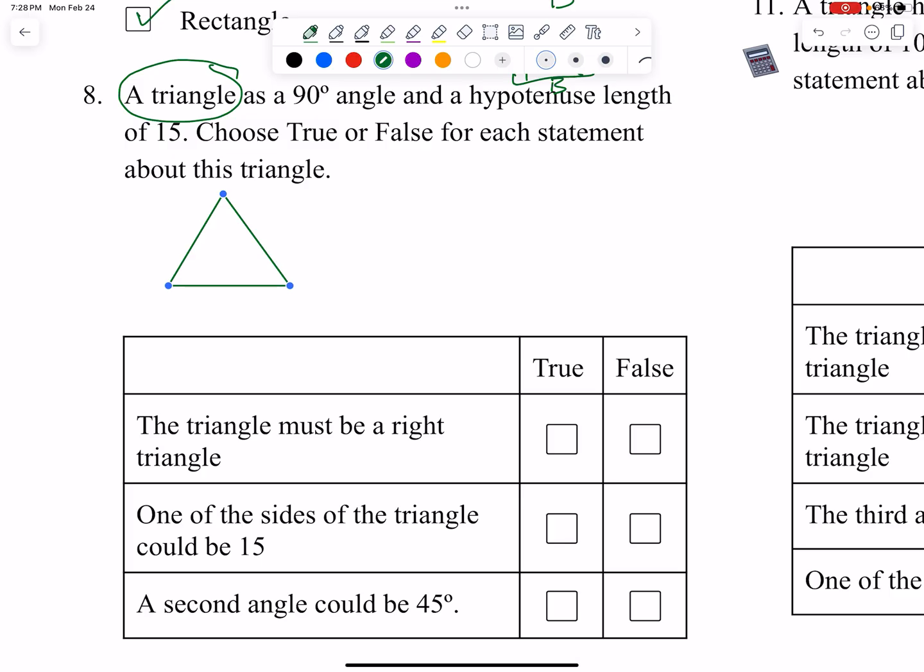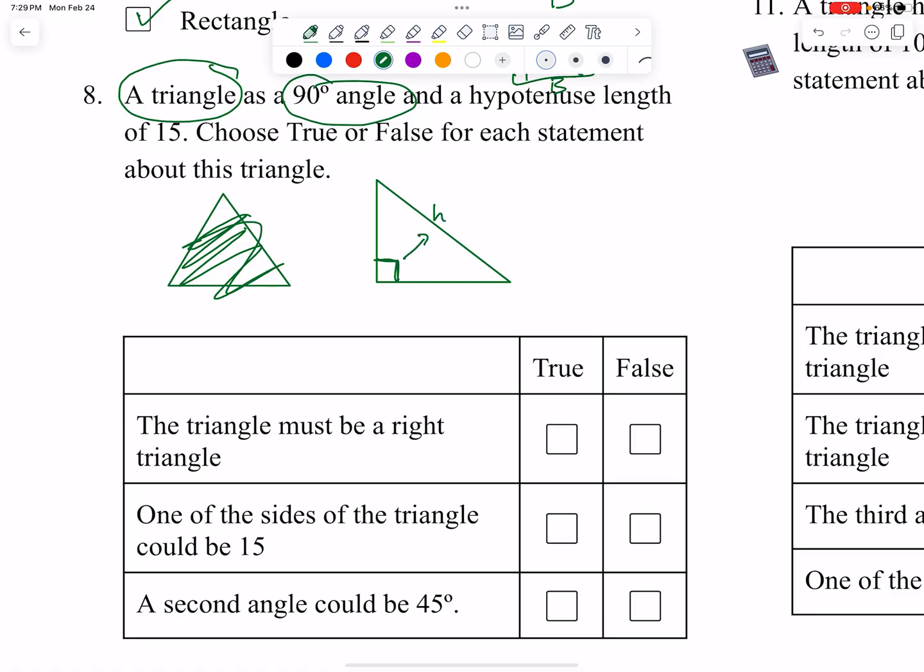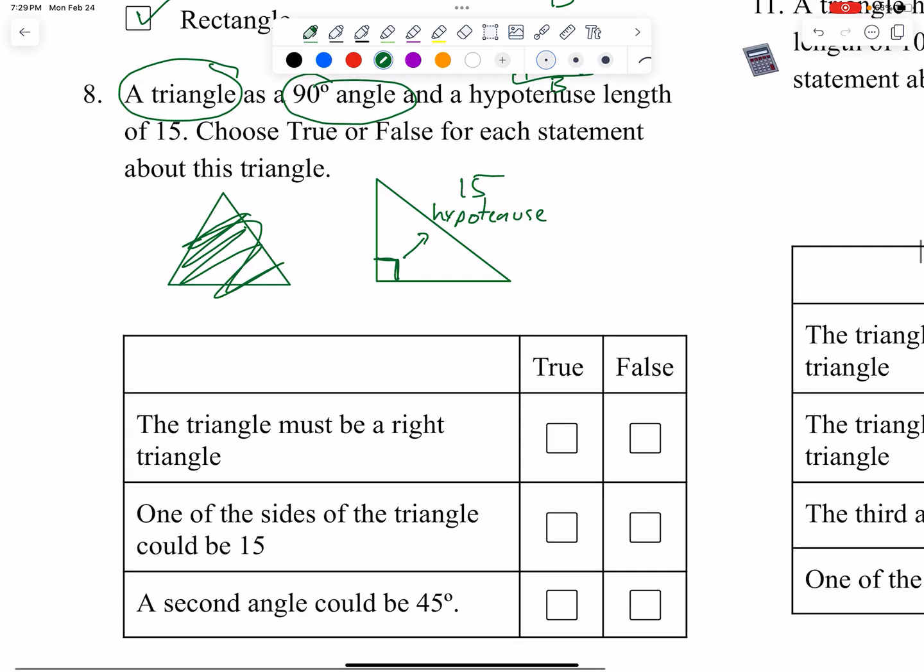Now this triangle is special in that it is 90 degrees. So if it's 90 degrees, that means it makes a right triangle. What am I talking about? I am talking about that right there. So I'm going to get rid of this triangle. That doesn't count. The thing that makes it special is that across the 90 degrees is your hypotenuse. Okay? And the hypotenuse is 15 here. Select true or false for each statement. Okay, so let's see what we learned here about right triangles.